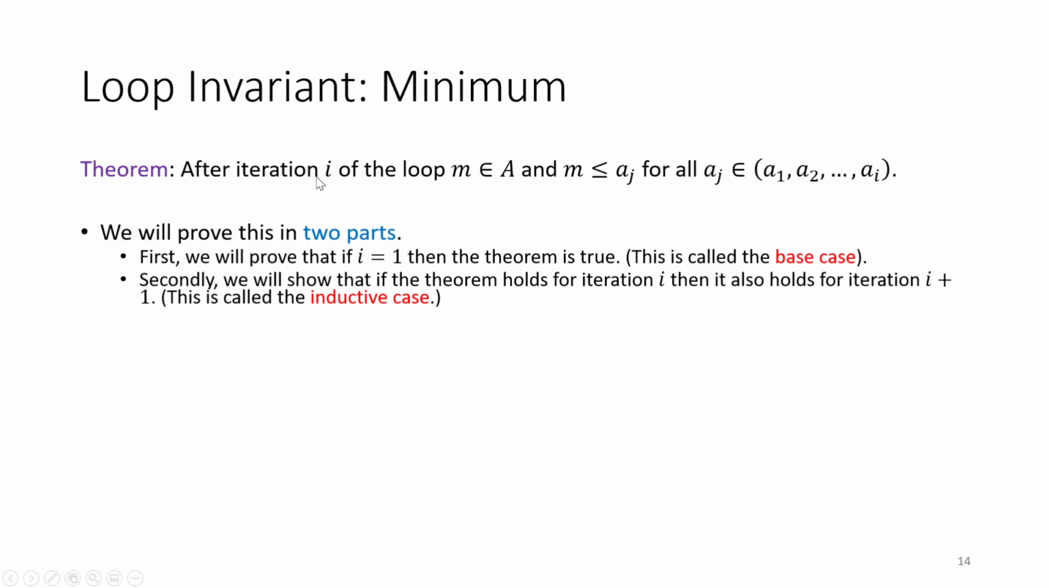So after iteration i of the loop, what am I trying to prove? You'll notice this statement here: m is an element of A, m is less than or equal to aj for all aj. If we blurred our eyes and didn't look too closely at this last term, this looks almost like the output condition. The only thing I've changed is trying to cash out the "so far" bit: so far means not all the way up to an, but only up to whatever iteration we're currently on.